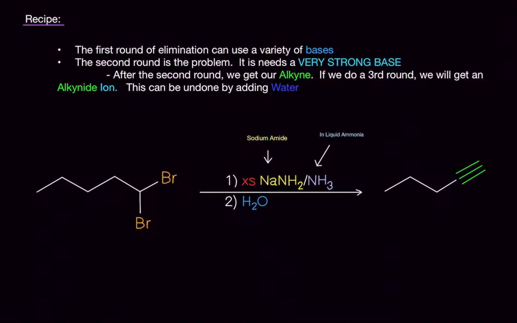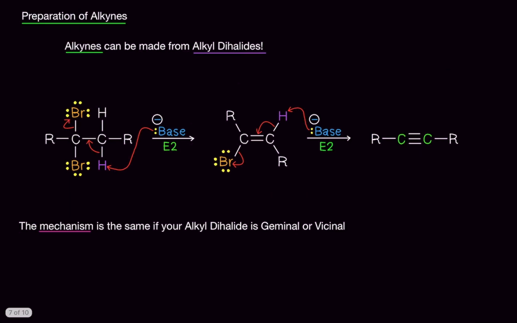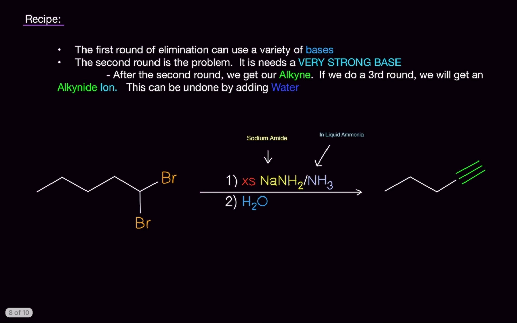Now, the reason we're saying excess here is because it is very hard to control putting 2 equivalents of base in a beaker. In other words, it's very hard to stop here. Because when you put bases in a beaker, you're just putting a lot, right? You can't control how much you're really going to put, and you can't stop it. So that's why we just put a lot of it, and then we fix it by adding water. And you'll see exactly what I mean right now.